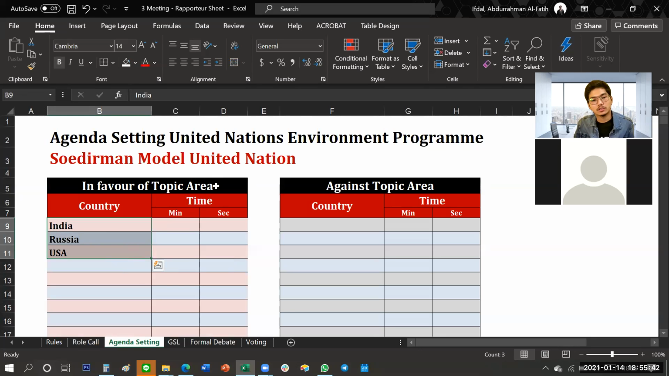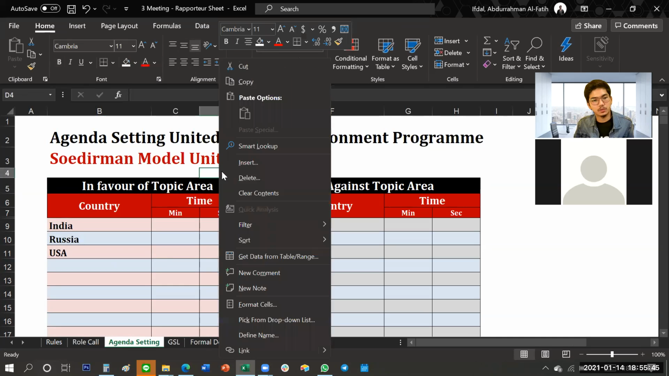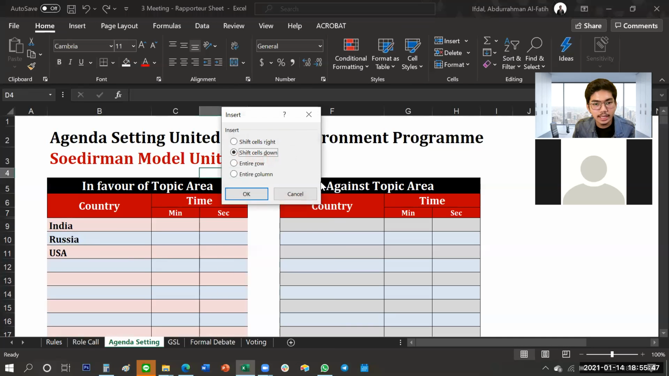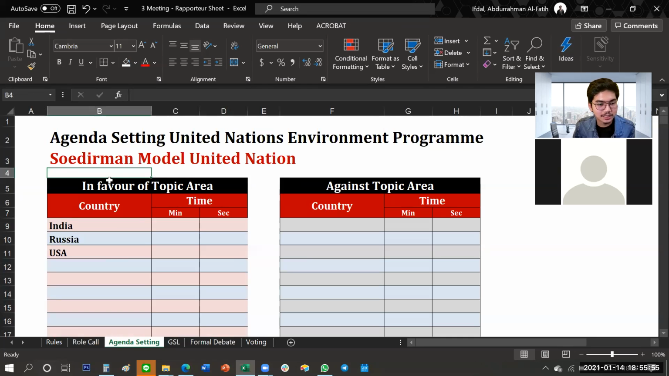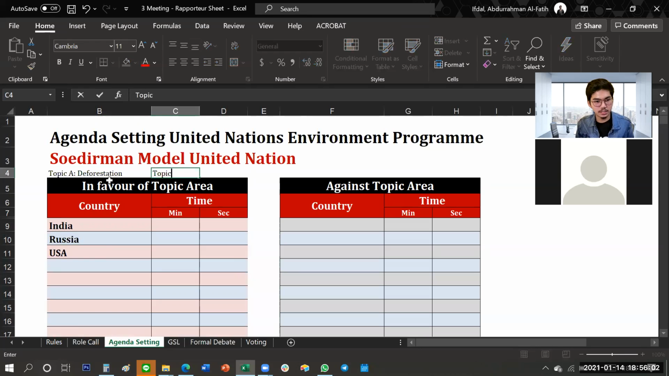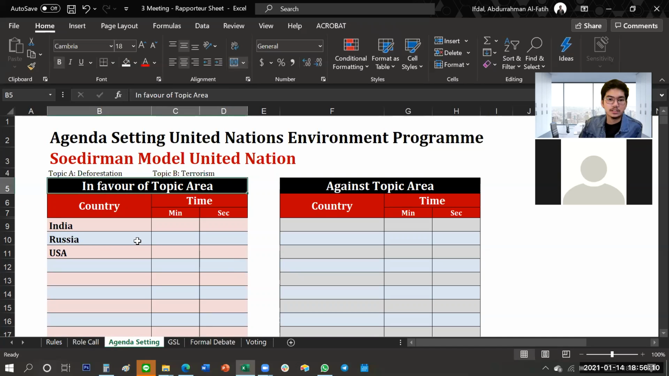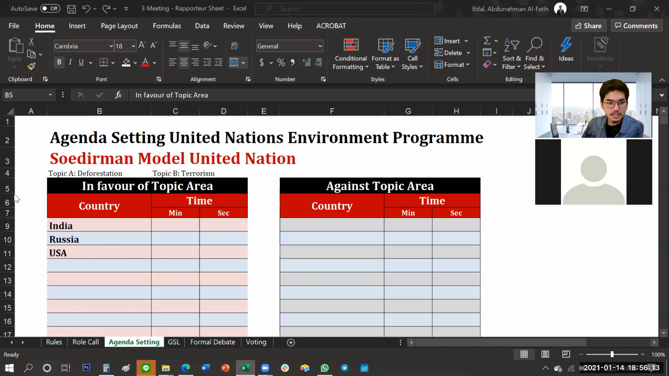want to talk about a topic area. I'm just going to write it here. For example, topic A is deforestation, and topic B is, for example, terrorism. So for topic A, deforestation, the chair will have an agenda setting for topic A first.